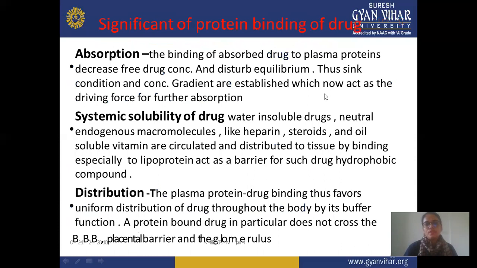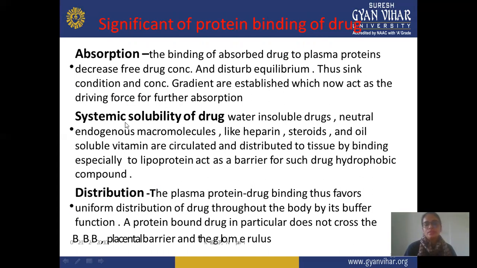Next is the significance of protein binding of the drug. The first is absorption. The binding of absorbed drug to plasma protein decreases free drug concentration and distribution equilibrium. Absorption takes place with the help of plasma protein, but the free concentration is decreased and equilibrium is achieved. In this condition a concentration gradient is established, which now acts as a driving force of further absorption, and the drug is available for this absorption.